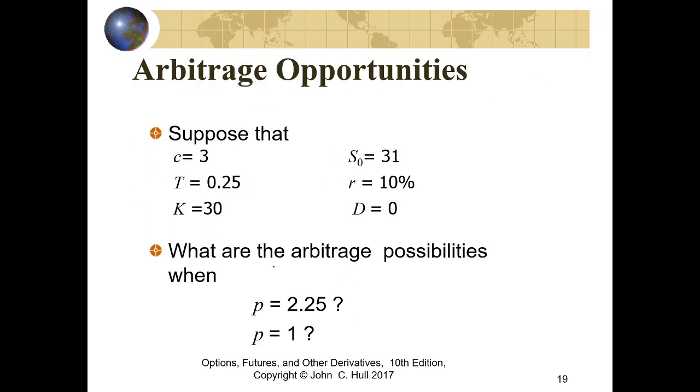Let's take an example. Suppose that we observe in the market that the price of the call option is 3, the underlying stock price is 31, the strike price is 30, the option expires after 3 months, the risk-free rate is 10%, and the underlying asset does not pay dividends. Are there arbitrage possibilities in case number 1, when the price of the put is equal to 2.25? Let's see.